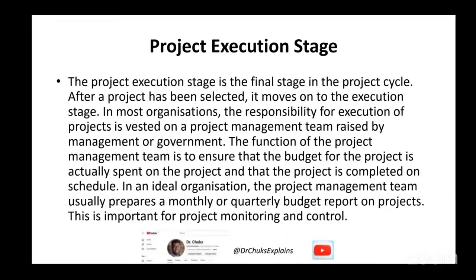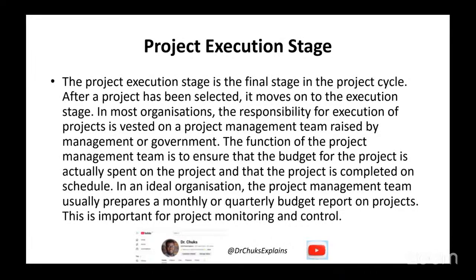All right. Then we have finally come to the stage of execution. The project execution stage is the final stage in the project cycle. After a project has been selected, it moves on to the execution stage. In most organizations, the responsibility for execution of a project is vested in a project management team. This team is raised by management or by the government, depending on who is executing. The function of the project management team is to ensure that the budget for the project is actually spent on the project and that the project is completed on schedule, because there is always a project schedule.